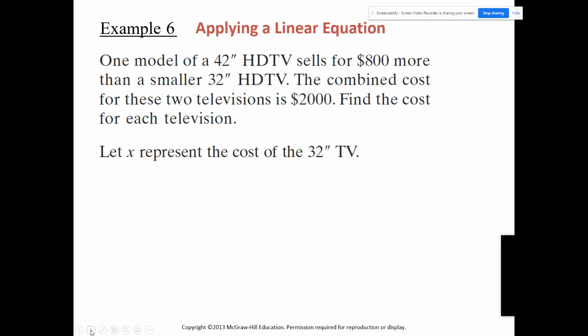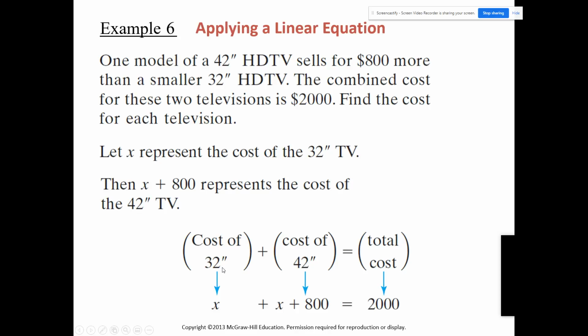Okay, so let X represent the cost of the 32-inch TV. Why the 32-inch TV? Because we know that the larger TV sells for $800 more than the smaller. So if the smaller one is X, then we know the larger one is going to be X plus 800. Because it says right up there that the 42-inch TV sells for 800 more than the smaller. So the smaller is X. Then we're going to combine them because together they cost $2,000. So the 32-inch is X, the 42-inch is X plus 800, and together that equals 2,000.